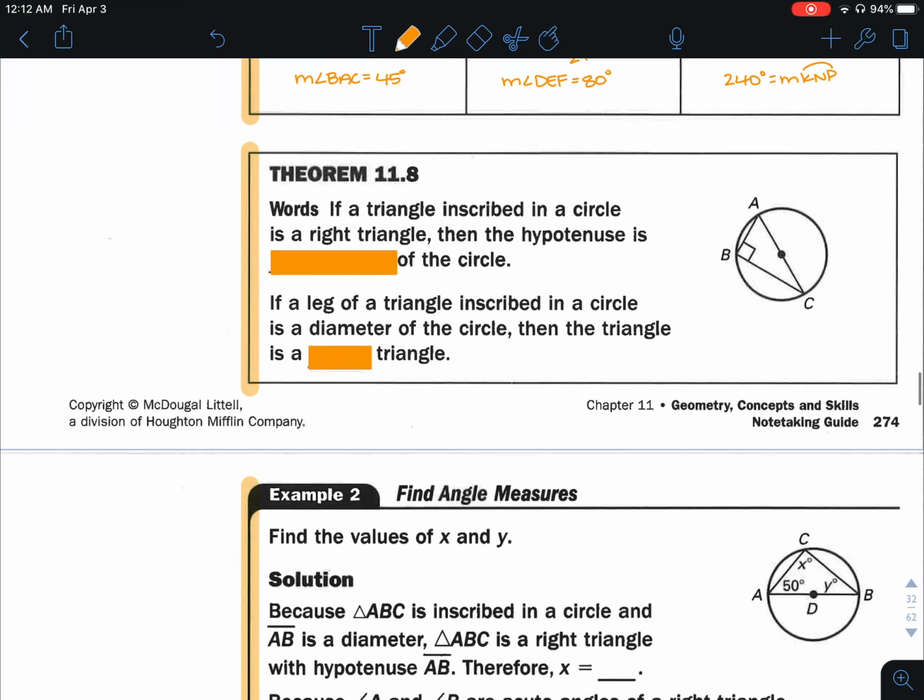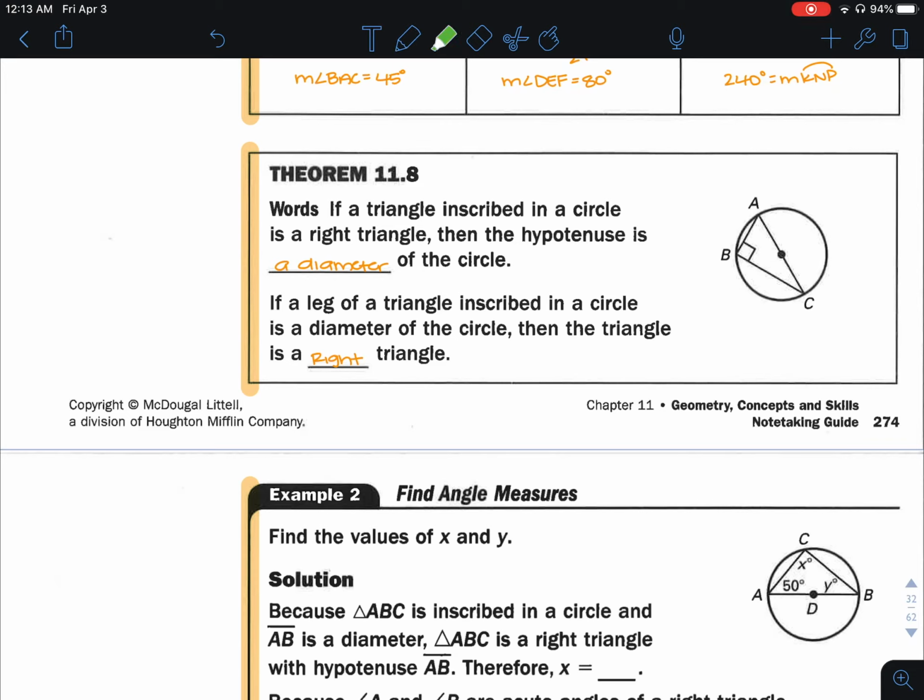Let's move down to 11.8. If a triangle inscribed in a circle is a right triangle, then the hypotenuse is a diameter of the circle. And similarly, if a leg of a triangle inscribed in a circle is the diameter of the circle, then the triangle is a right triangle.